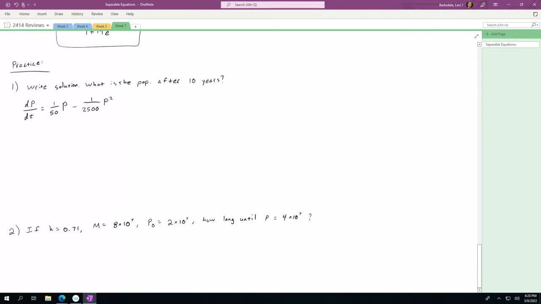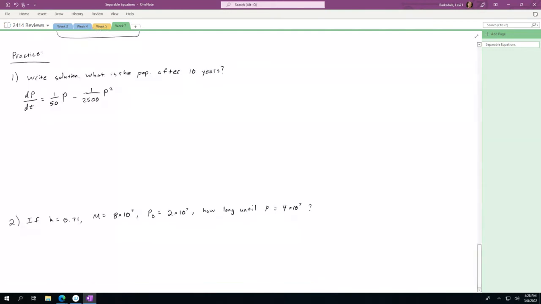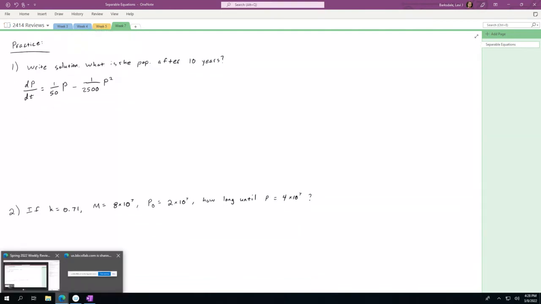And on the second one, I'm giving you a bunch of initial parameters, and I want to know how much time it will take before my population reaches 4 times 10 to the 7. All right, I'll give you a few minutes to work through those.